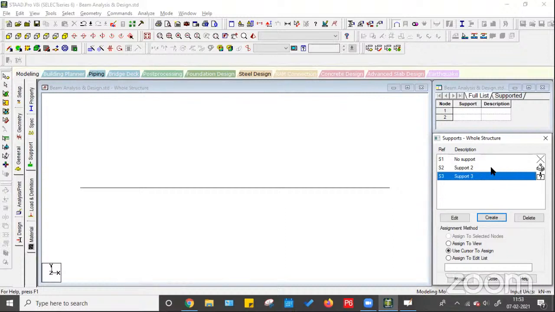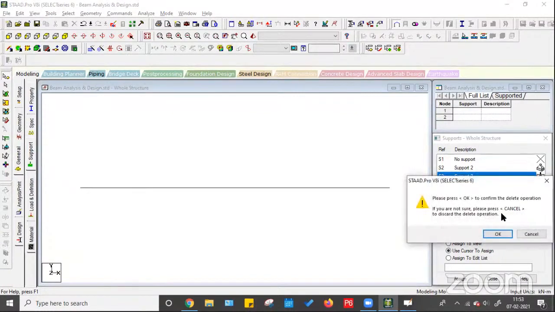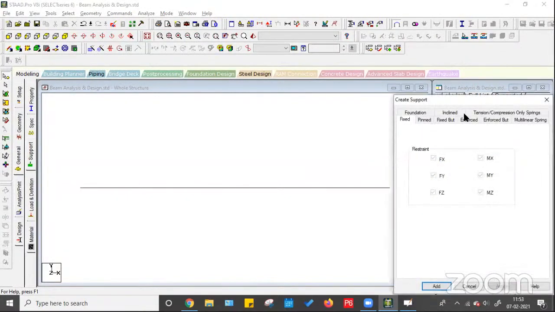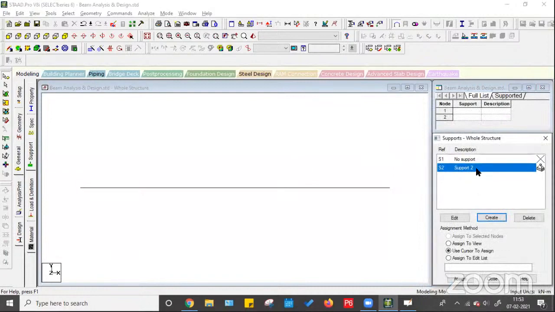Otherwise, if you want, you can keep that as pinned as well. So that also we can do. If you're having any trouble with this support, just remove this, and I'll keep both of them as pinned. So let me put both the supports as pinned.